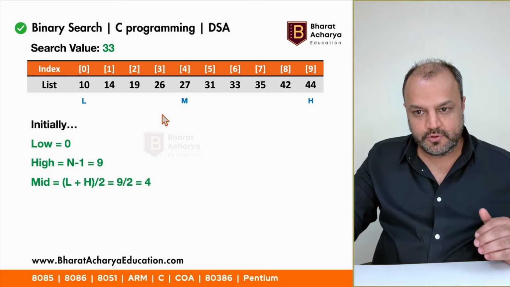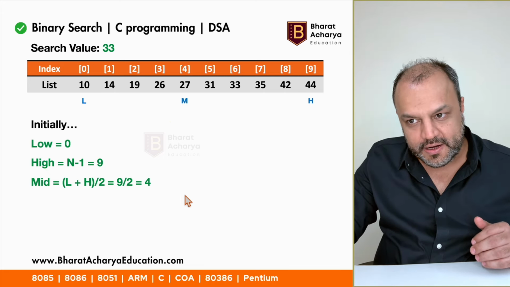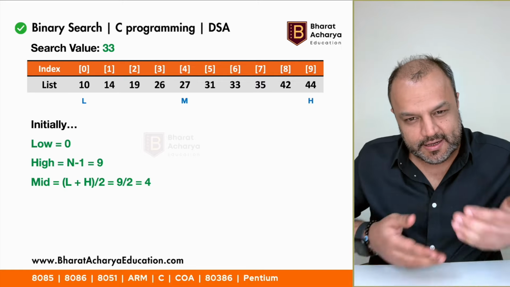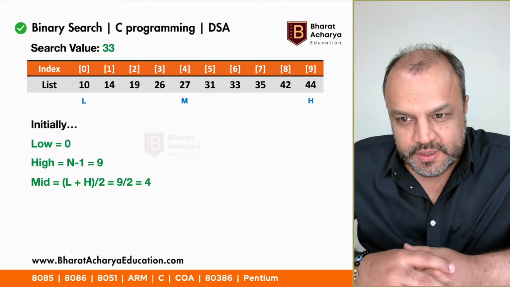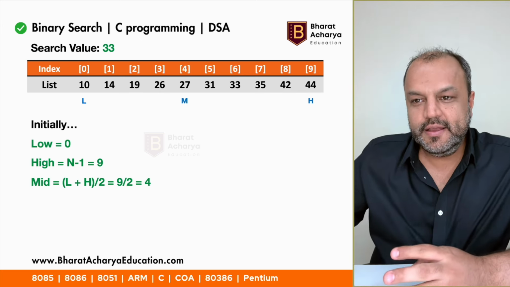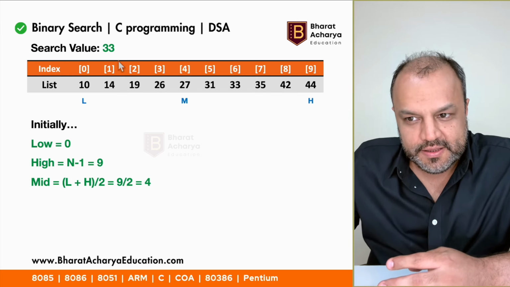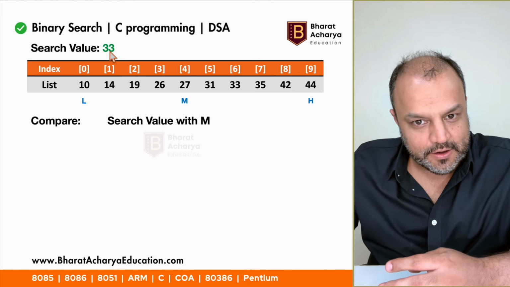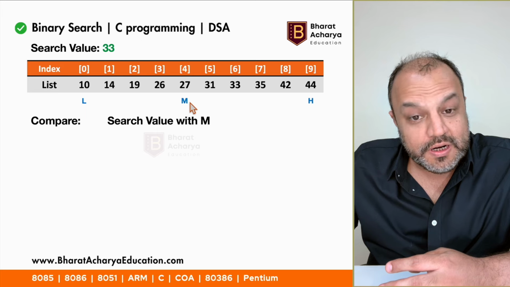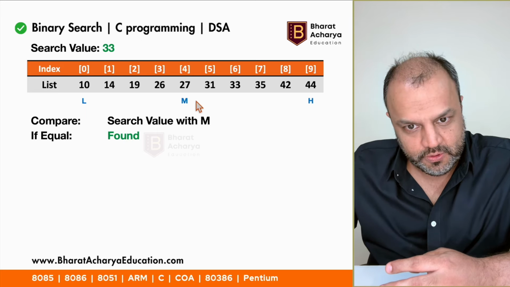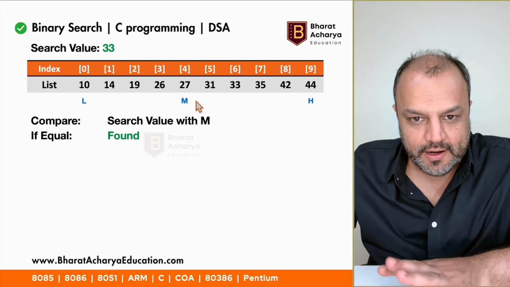Every time you need to calculate your low, high, mid, attack the midpoint, and then create the next cycle till the time your element is found. So you did your low, high, and mid, and you got your 3 elements that you're looking at. Now, I want to look for number 33. Compare it with the midpoint. Compare search value, that is 33, with M. What is M? 27. If they are equal, you have found your element. Job done, algorithm over.